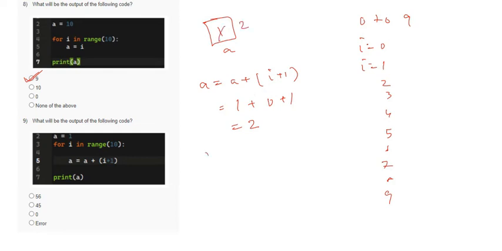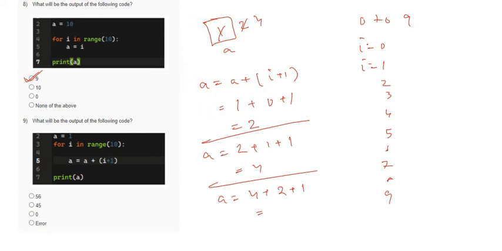When i equals 1, then A equals 2 plus 1 plus 1, so that will be 4. The present value is 4. When i equals 2, then the present value of A will be 4 plus 2 plus 1, that will be 7. So the present value is 7. In this way we calculate the whole process, and at last we will find the output of A, and that is 56. So 56 is the correct answer.